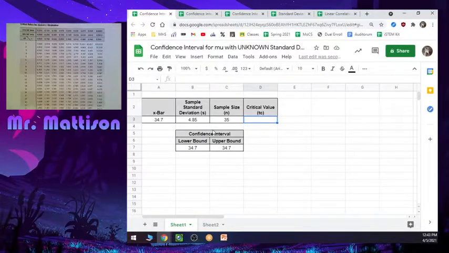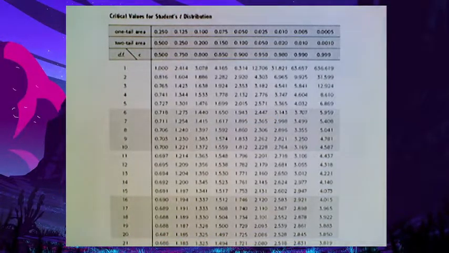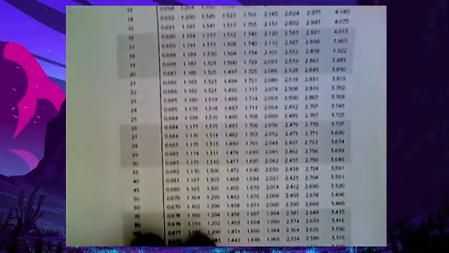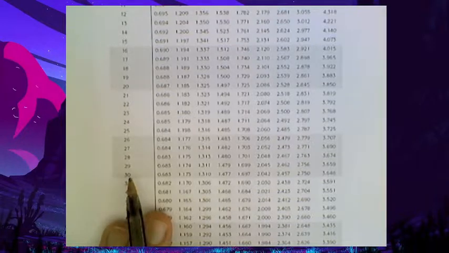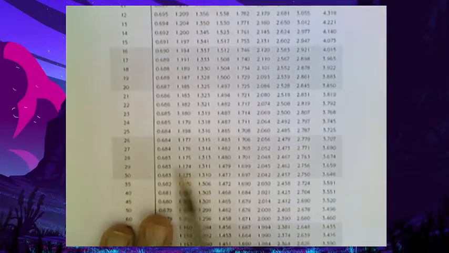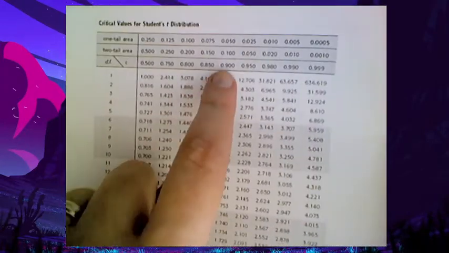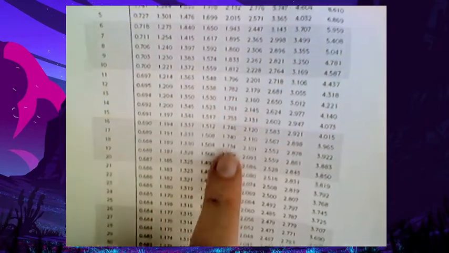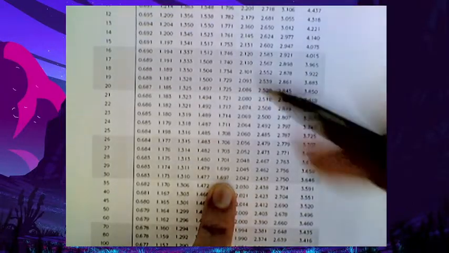So if you go to our T chart here, I'll hop back over so you can see it a little bit larger. Here, I have a sample size of 35, so my degree of freedom is going to be one less than that, or 34. I don't have a 34 here, so I always go down more just to be safe. So here's 30, and I'm looking for a 90% confidence interval. So if I have my 90 column, go down this column to my 30, and I get 1.697. That's the one I'm going to be using.